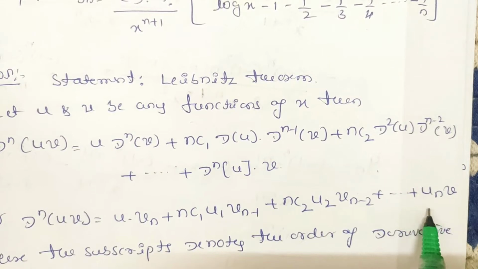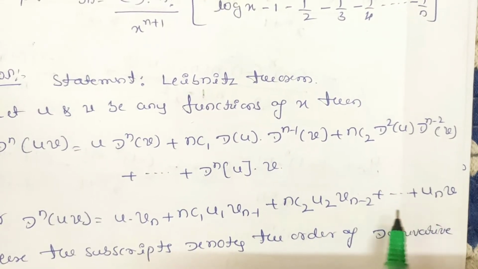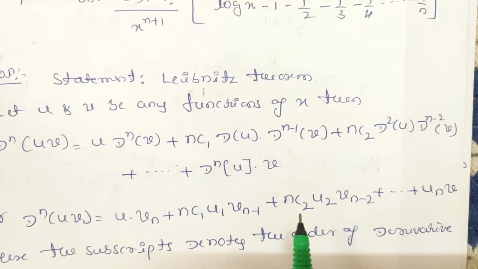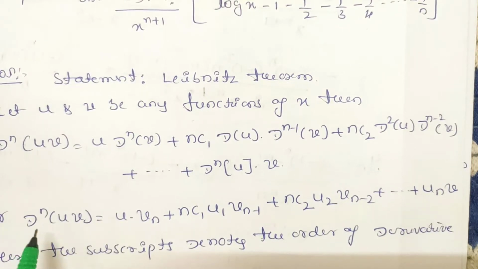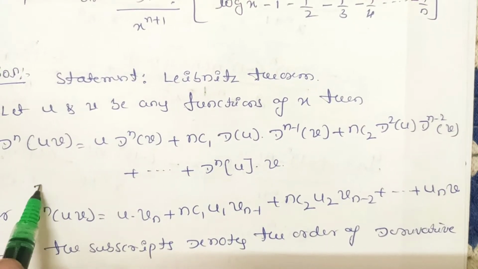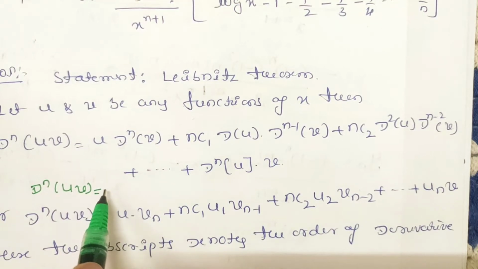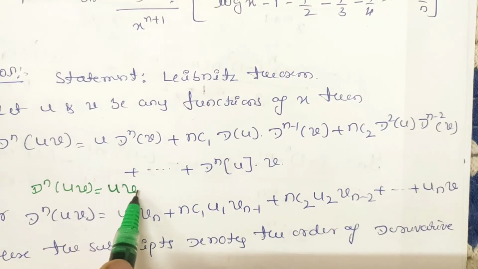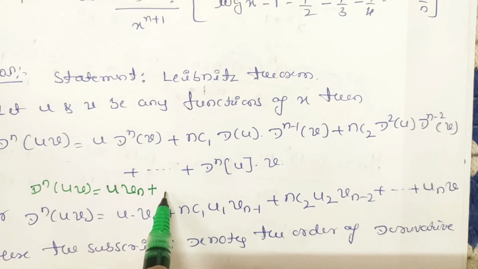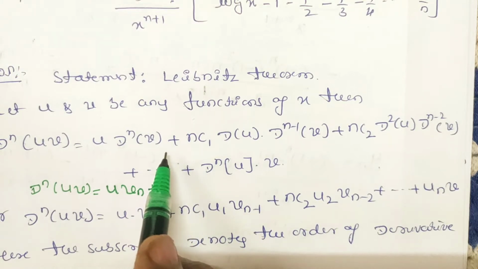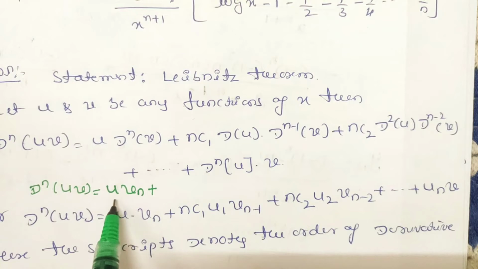Up to un into v. So no need to remember the last term; you can understand it while solving the example. Once again I'll write this in an easy way. The nth derivative of the product of two functions is equal to nC0, that is 1, so u into vn plus, to write the next term, don't remember this formula, because when you see this formula you may think it is very difficult. It is not like that. You just remember the first term, that is u into vn.